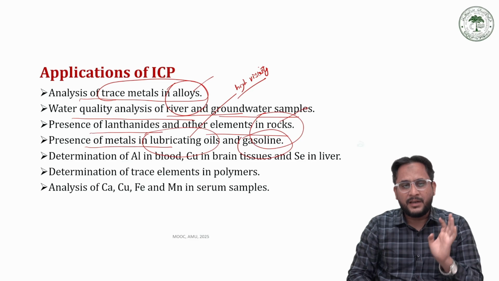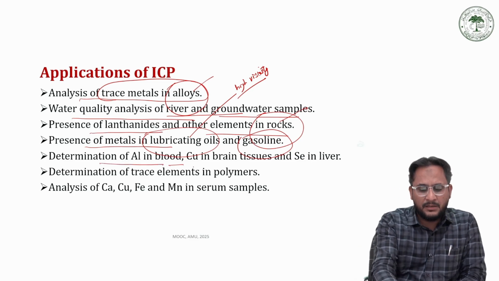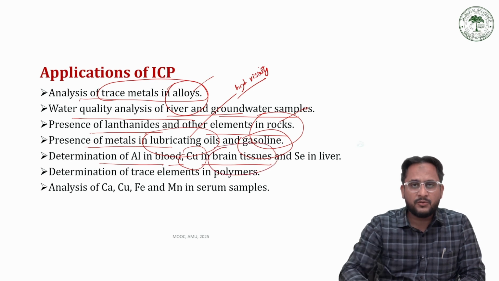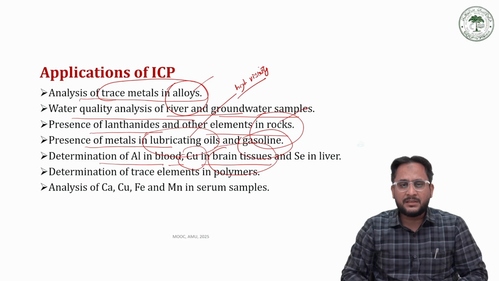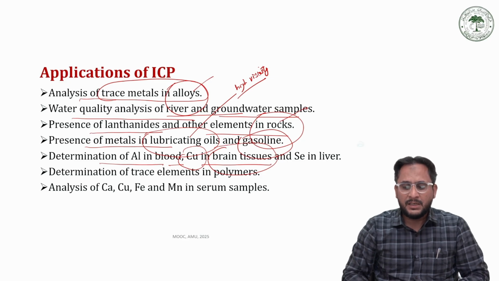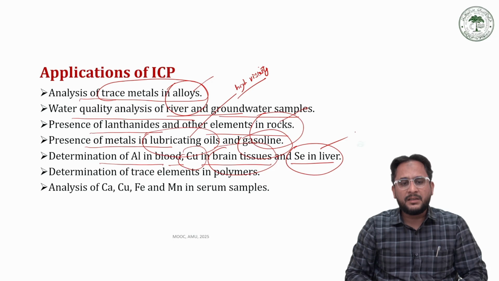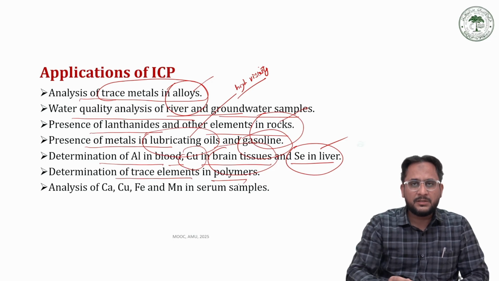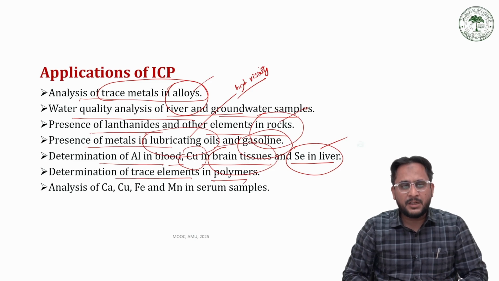so that the presence of metals in that lubricating oil can be properly identified. Then determination of aluminium in blood, and even copper can be determined in brain tissues. For brain tissue analysis, we have to digest the sample and filter it, then finally we can inject it into the nebulizer for analysis. Even selenium in the liver can also be detected by this particular technique. Finally, determination of trace elements in polymers. So a polymer can be analyzed to identify what kind of elements are present in it.